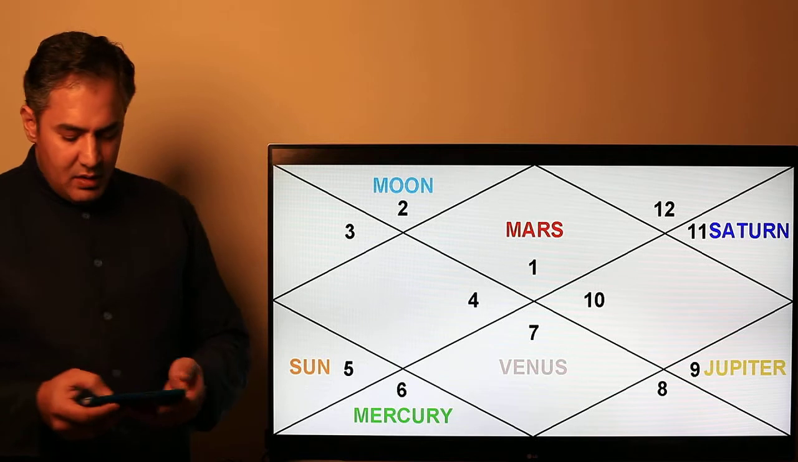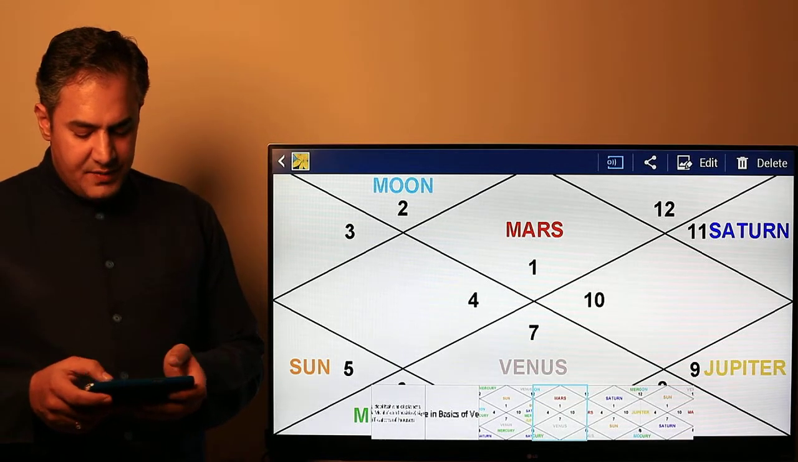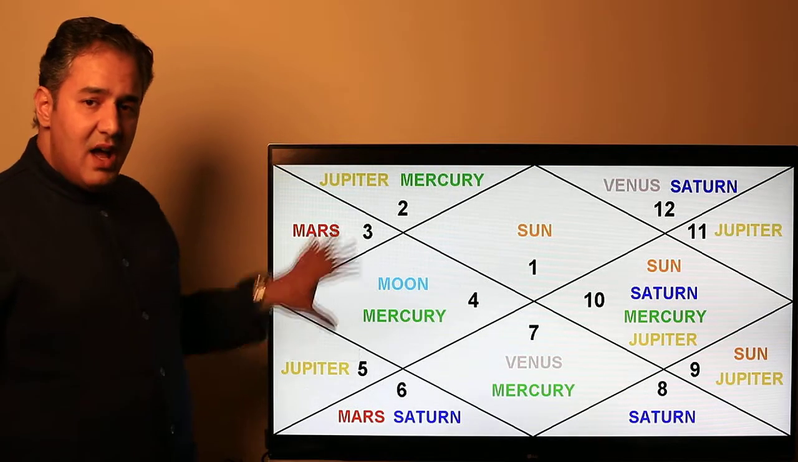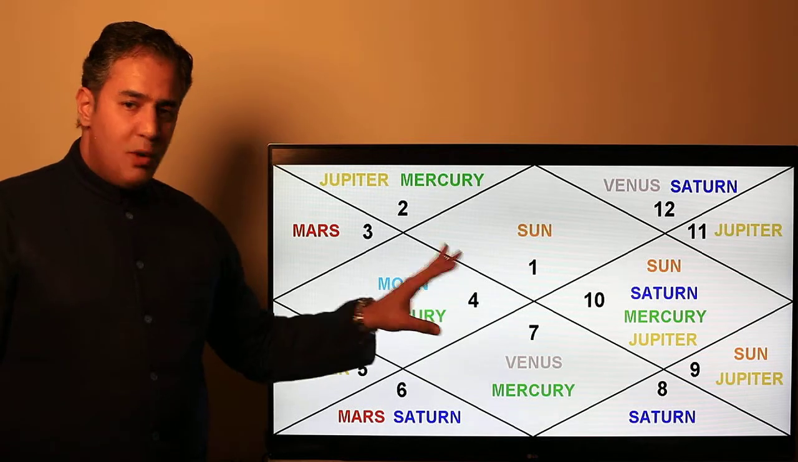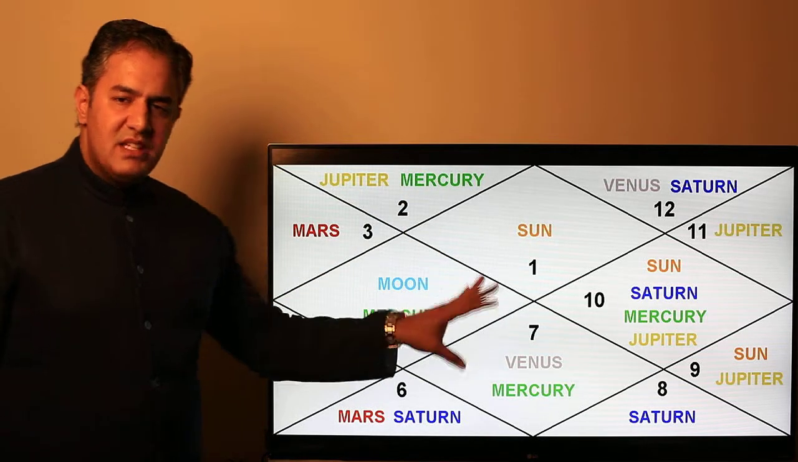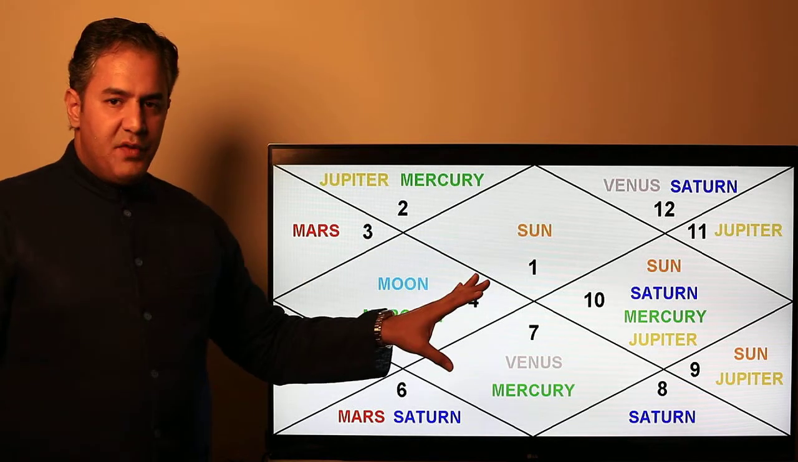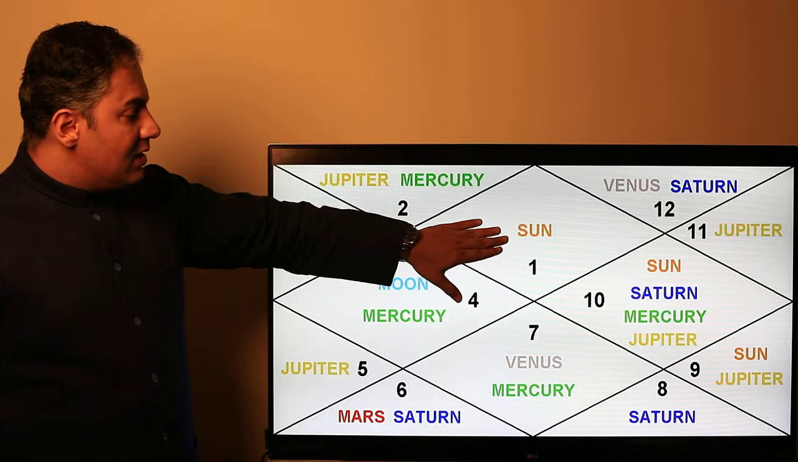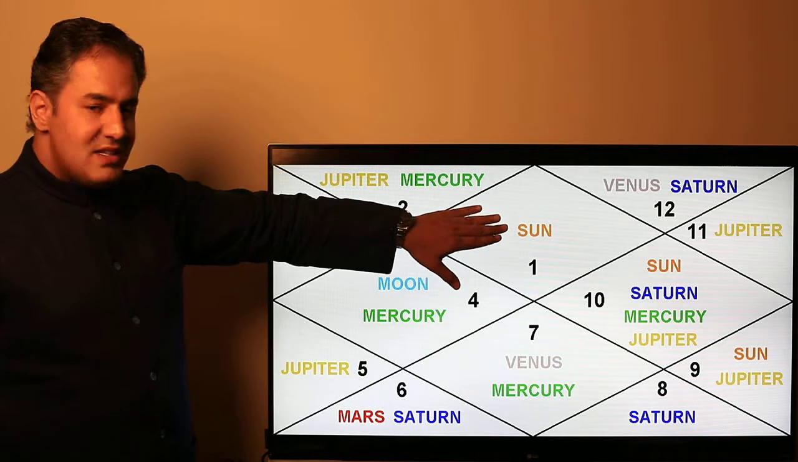Now we will go to the significations of the houses. Now these planets are fixed significators of these houses. No matter where the planet is placed in a horoscope, these planets will be fixed significators. For example, the significator of ascendant is Sun.